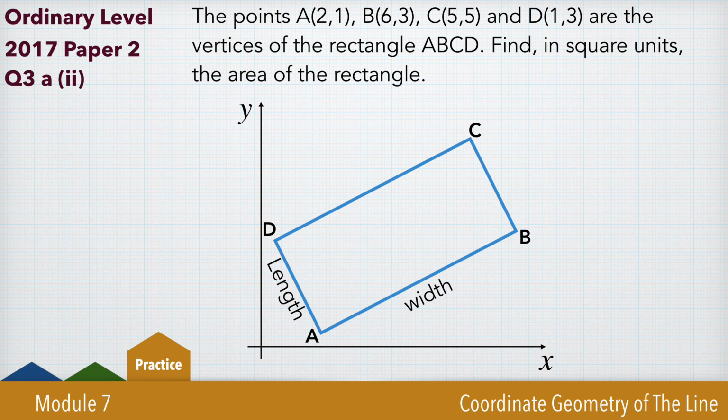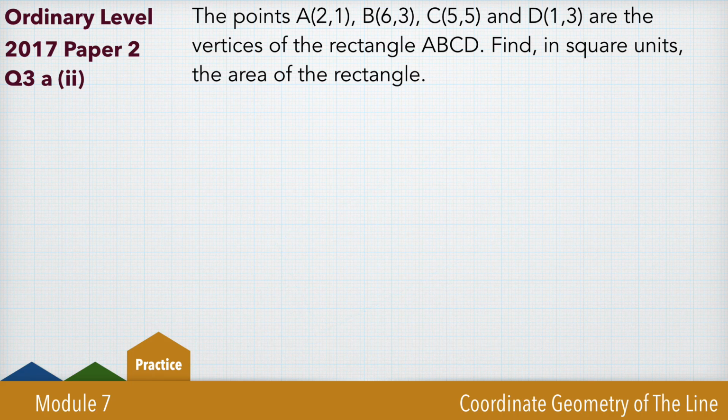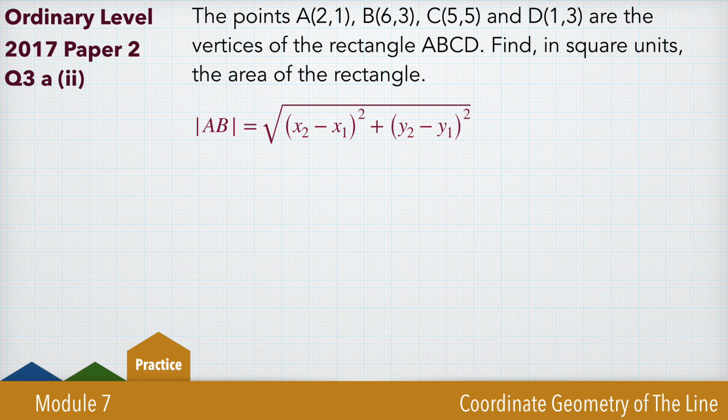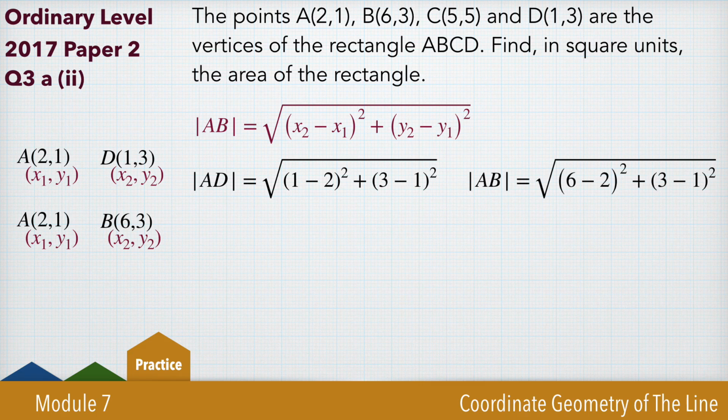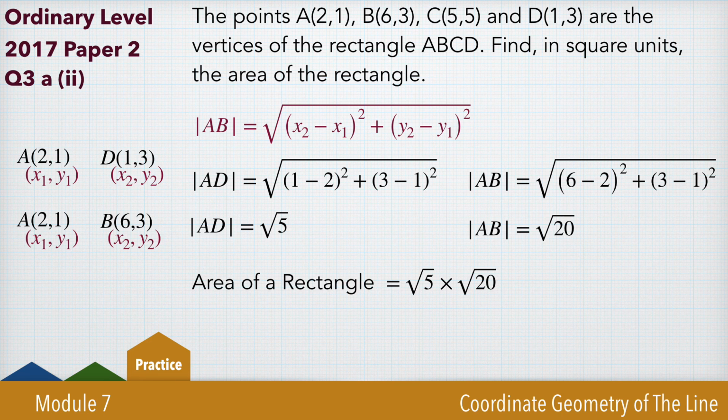We will start by finding the lengths of the line segments AD and AB, using the distance formula. Labelling our points A and D, we can substitute them directly into the formula as labelled. Then, labelling our points A and B, we can also substitute them directly into the formula as labelled. Simplifying, we get the length AD as square root 5 and the length AB as square root 20. Multiplying these values gives us the area of the rectangle as 10 units squared.